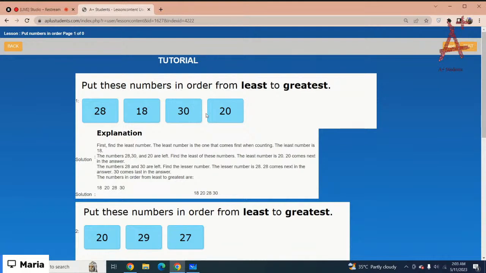Got it? You have to arrange them from least to greatest. You have to write down the smallest number first. Got it?